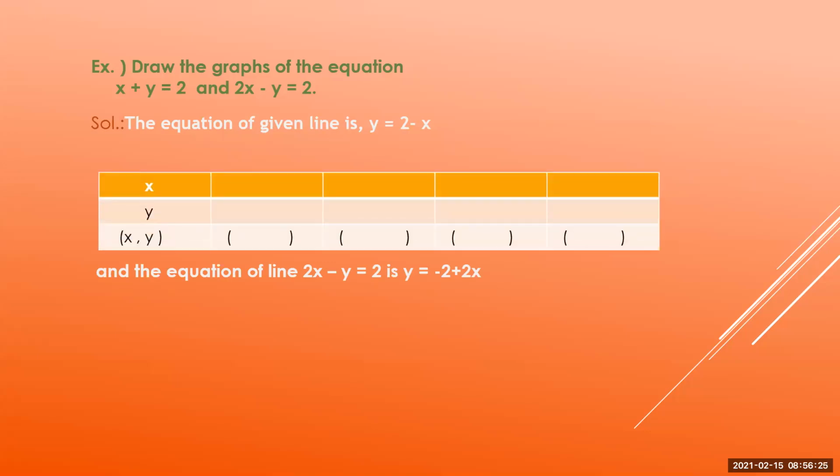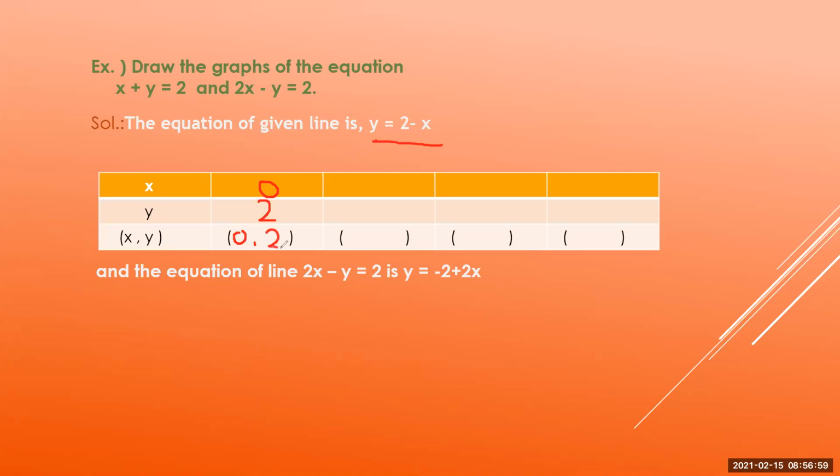Now next one. Here we have to form the order pairs. Now look here, x, y. So what we have to do, we have taken y is equal to 2 minus x. So according to your choice, take any values of x. Suppose I take x is equal to 0. If I take x is equal to 0, put that value in this equation. So we will get y is equal to 2 minus 0. So that means your value of y will be equal to 2 for x is equal to 0. So what will be our order pair? Order pair will be 0, comma 2.